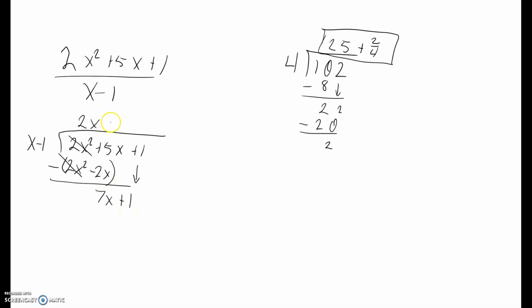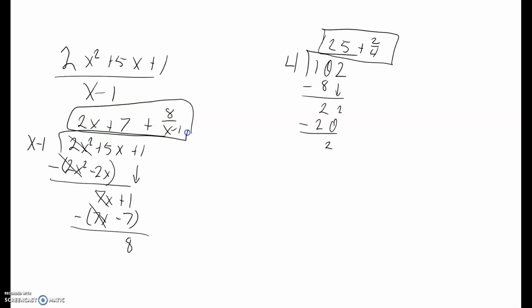x times what is going to be 7x? Well, it's 7. So 7 times x is 7x. 7 times negative 1 is going to be negative 7. And I subtract those things out. Okay? These will cancel. This becomes positive 7 plus 1, so that's 8. And just like I did with the remainder over there, I'm going to put this as plus 8 over x minus 1. Okay? And that's it for polynomial long division.